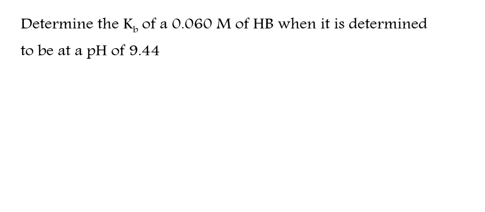Here we go. Determine the Kb of a 0.060 molar HB, so this is a generic base, when it is determined to be at a pH of 9.44. Wow, a lot of things going on. Well, first off, this tells me that this is a weak base because there's a Kb. Okay, so I'm probably going to need an ICE box. I want to organize my information. So let's see where we can put all this information.